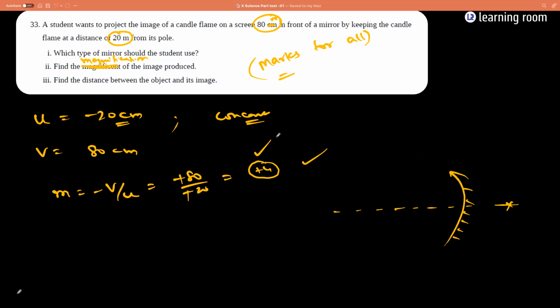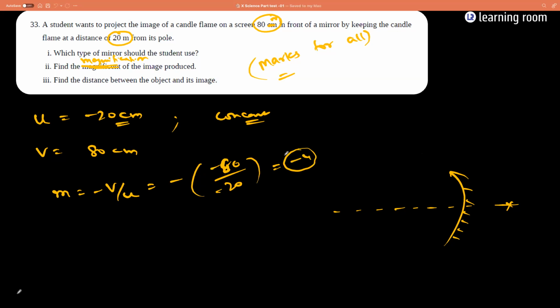That's what I was thinking, sir. Shouldn't v be negative? Yeah, it should be negative. So v is negative actually. So minus of minus 80 divided by minus 20. That should be minus 4. It will be an inverted image.